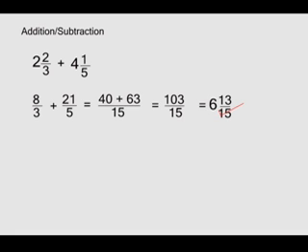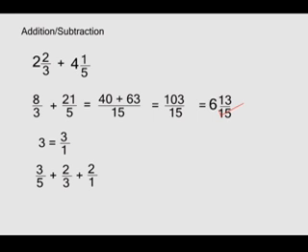Notice that whole numbers can be written as fractions with their denominator being 1. For instance, 3 is the same as 3 over 1. This makes the operations easy. For example, 3 over 5 plus 2 over 3 plus 2. We make 2 a fraction so that we have 2 over 1, and then we proceed as usual. 3 over 5 plus 2 over 3 plus 2 over 1.